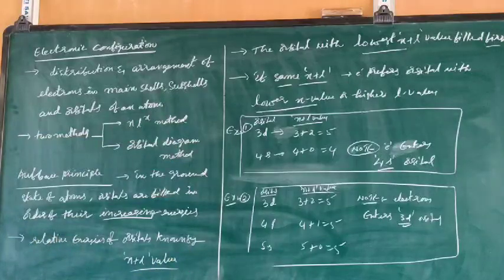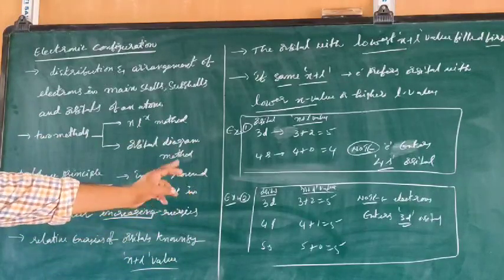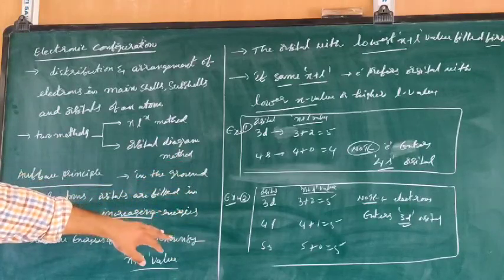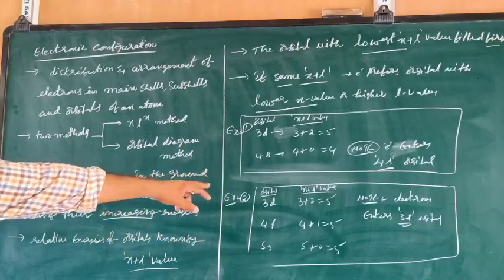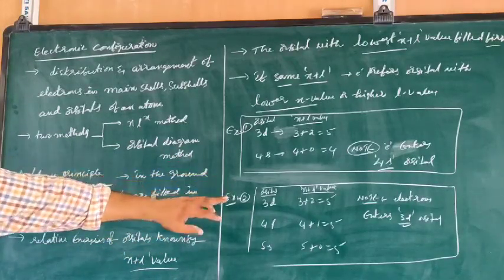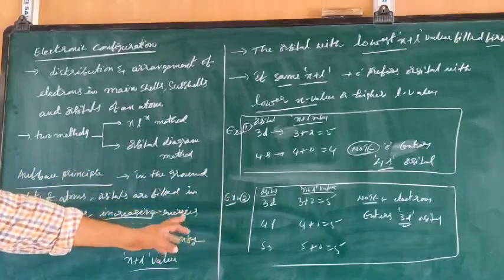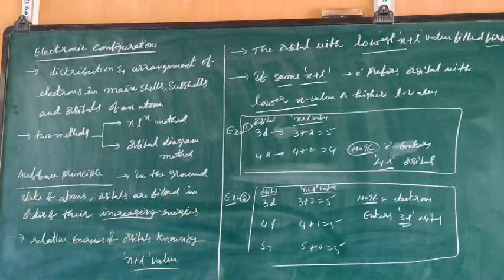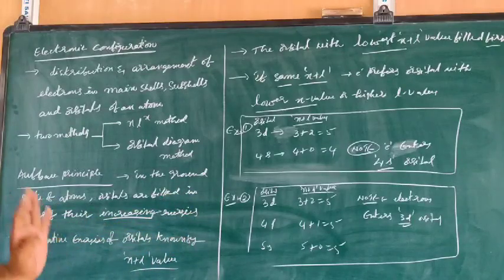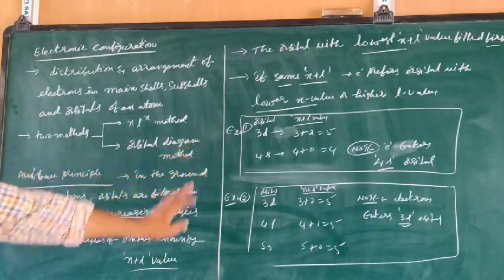Next one, second example. If we consider 3d orbital, 4p orbital, 5s orbital, the n plus l value for 3d orbital is 3 plus 2, 5. For 4p orbital, 4 plus 1, 5. For 5s orbital, 5 plus 0, that is equal to 5. But here the electron prefers to enter into the 3d orbital.